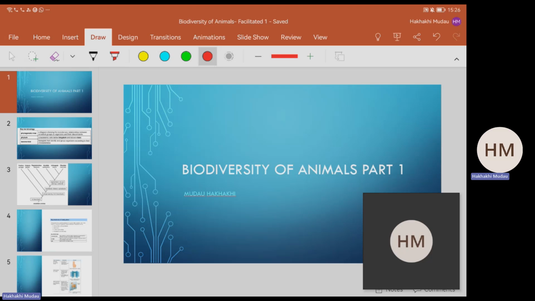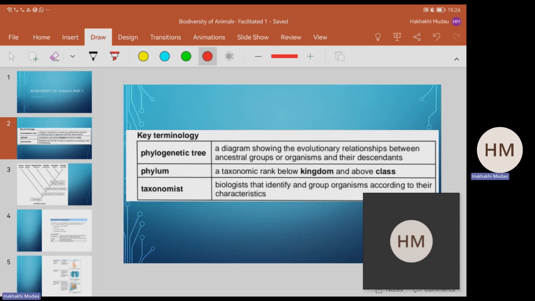Hello, grade 11s. So today we are going to be doing the biodiversity of animals, part one, focusing on the symmetry, cephalization, and tissue layers. So we're going to be focusing on the body features of organisms. So I'm going to first start by explaining to you guys the terminologies.